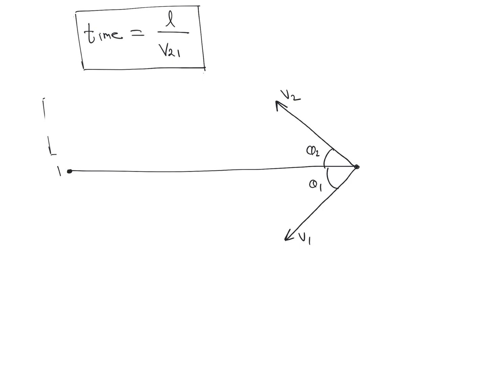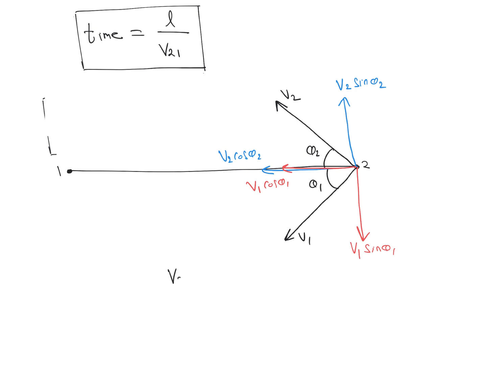So we can resolve these velocities into their components. The component of v2 along this direction can be written as v2 cos theta 2, and the velocity along this direction we can take as v2 sin theta 2. In the same way, resolving the velocity v1 into its components, along this direction we can take v1 cos theta 1, and along this direction v1 sin theta 1. So if the resultant velocity is along the line joining the first and second particle, then the vertical components of velocities, that is v2 sin theta 2 and v1 sin theta 1, should get cancelled.